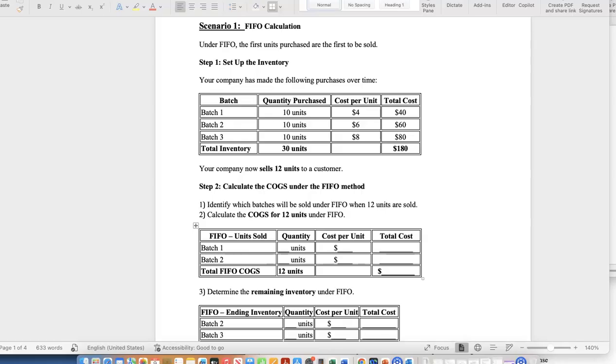So under FIFO, we're going to take a look at the first units purchased first, assign those costs first, and then move to the next group of units and so on. So let me show you this illustration.